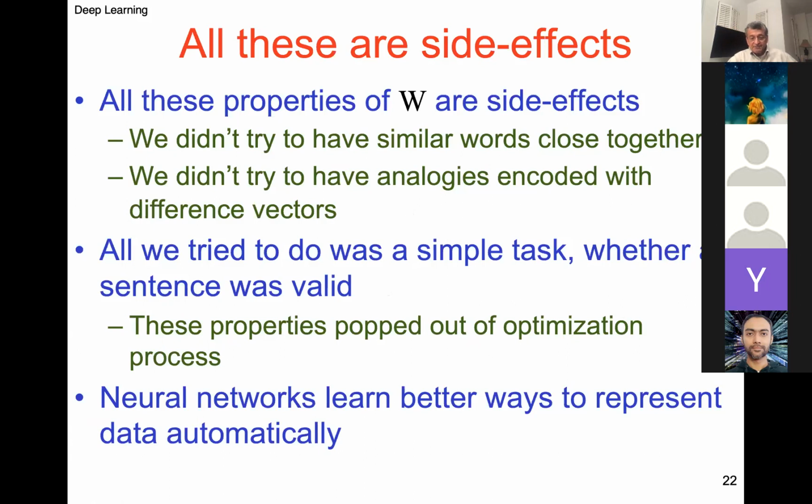Neural networks learn better ways to represent data automatically. Is that something? All these things that we think are intelligent are all done at a neural level. There's no symbolic reasoning going on at all.